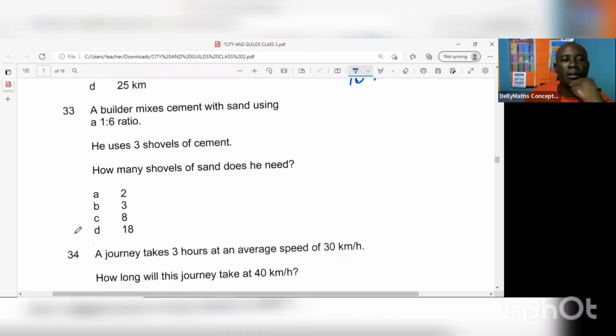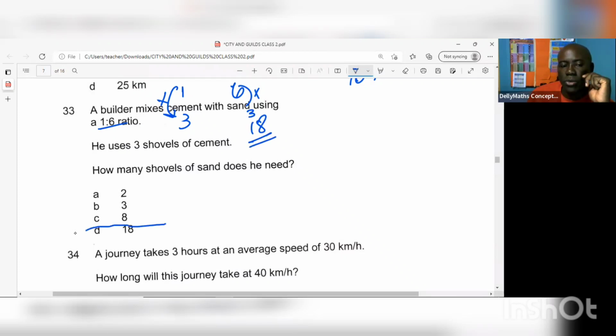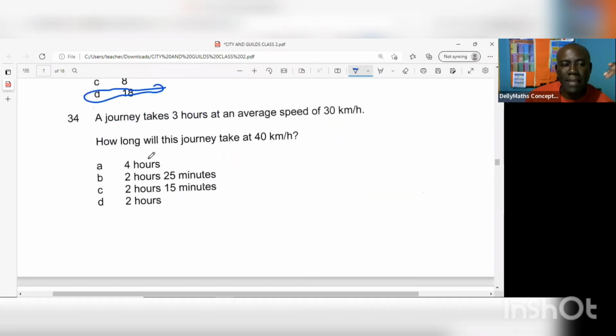A builder mixes cement with sand using a ratio of 1 to 6. He uses 3 shovels of cement this time. So this is 1 to 6. If he used 3 cements, then what's the relationship here? We multiply by 3. That means we have to multiply this by 3 as well. So we're going to get 18 to match back with that. So we need 18 sand to balance that mixture.